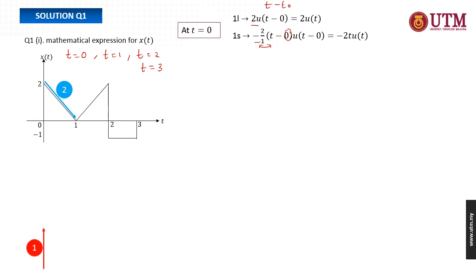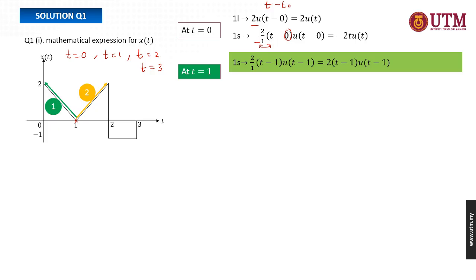Okay, let's move on to t equal to 1. So at t equal to 1, you have the lines connected at this point. You have one slope pointing up to the left, and another slope pointing upward as well to the right. So let's write the equation at t equal to 1. So you have the first slope, the green slope. It's pointing upward, so it's positive. And then this is the gradient, 2 over 1, and (t minus t naught), where the line begins. So the t naught in this case is 1, positive 1. So (t minus 1) u(t minus 1). So the equation for the first slope is 2(t minus 1)u(t minus 1).